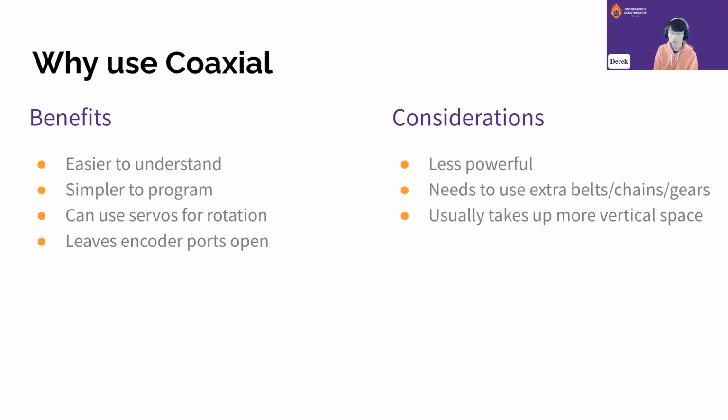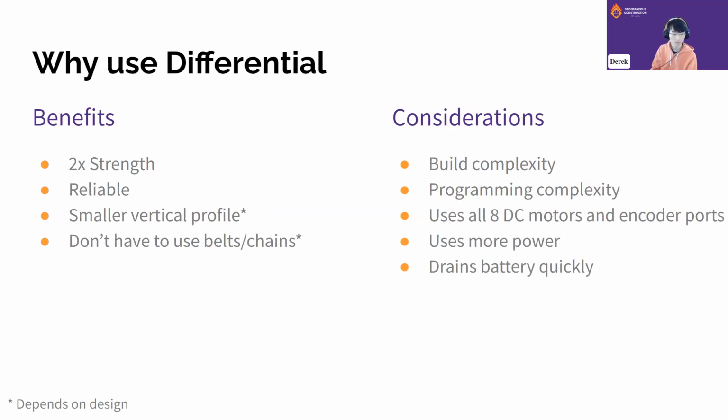And it also usually takes up more vertical space as you have the gears above the wheel. For differential, it's going to be twice as strong as a coaxial because it uses twice as many motors. It's also very reliable and can have a smaller vertical profile, and you don't have to use belts or chains. However, since it's so complex, that makes it a lot harder to both build and program.